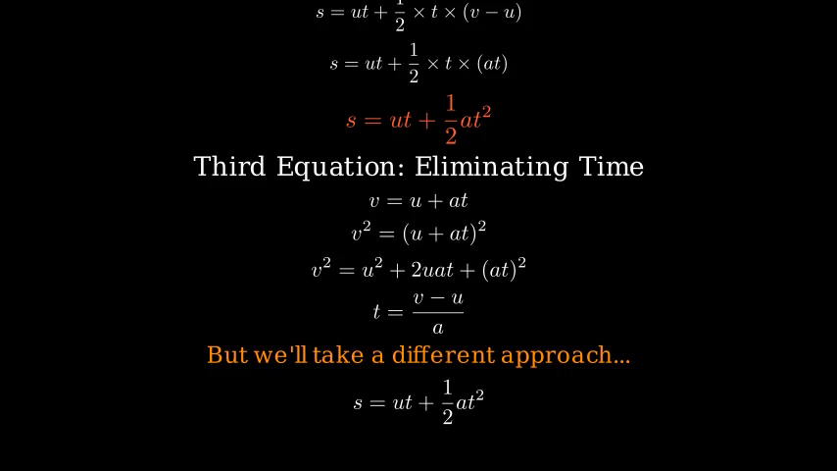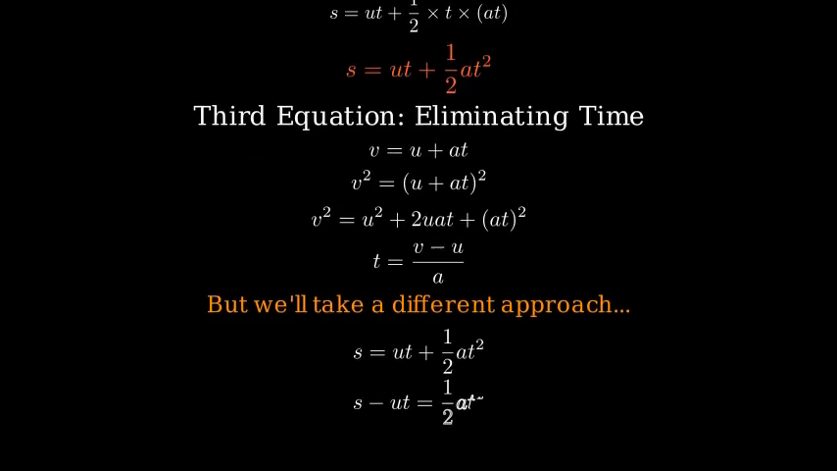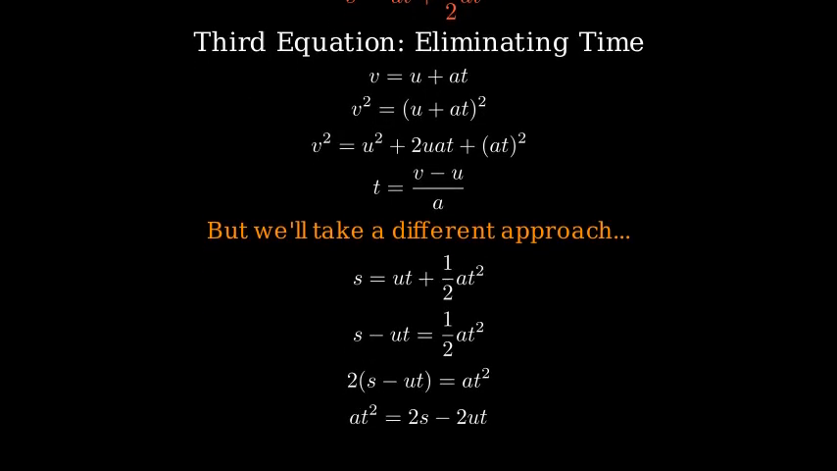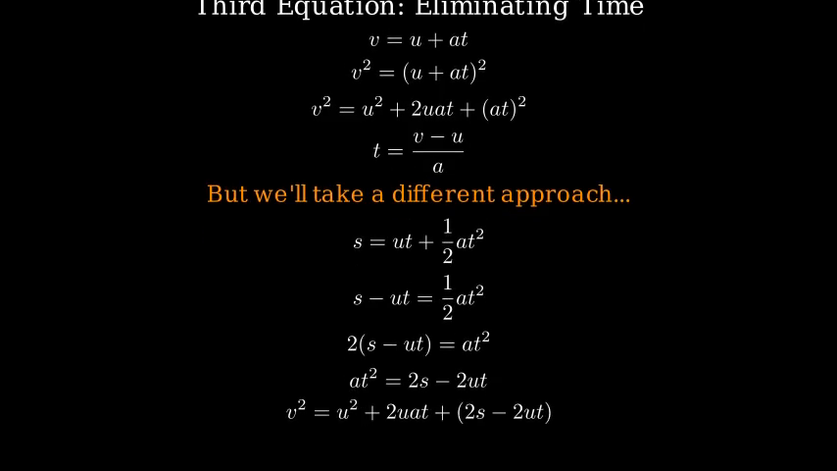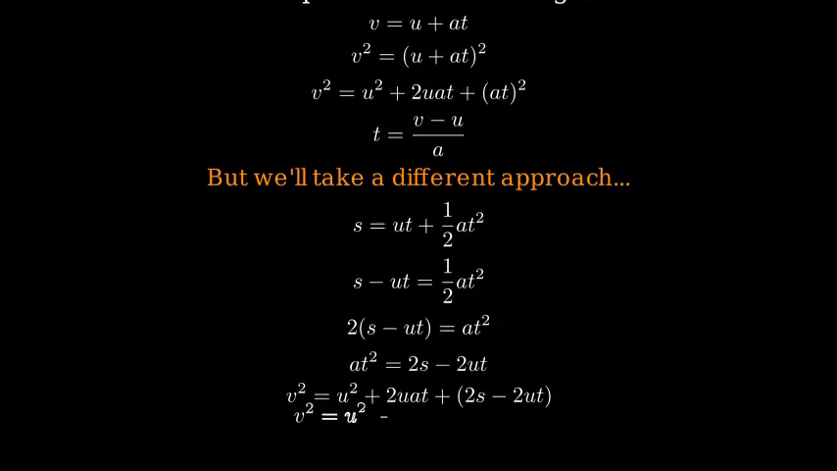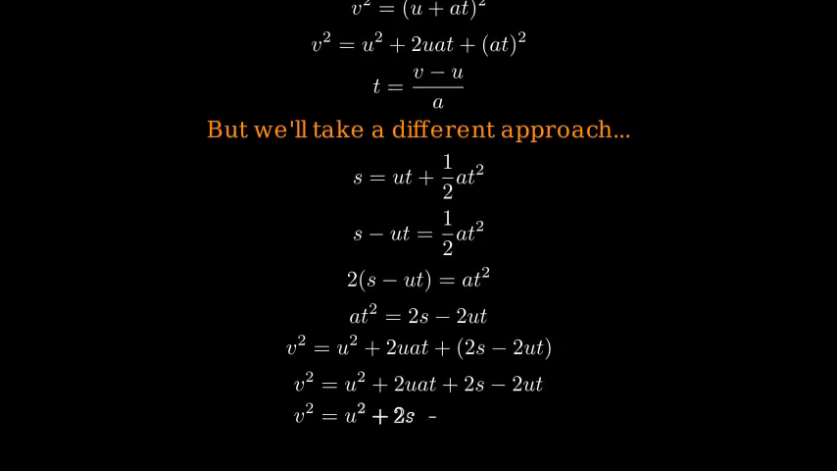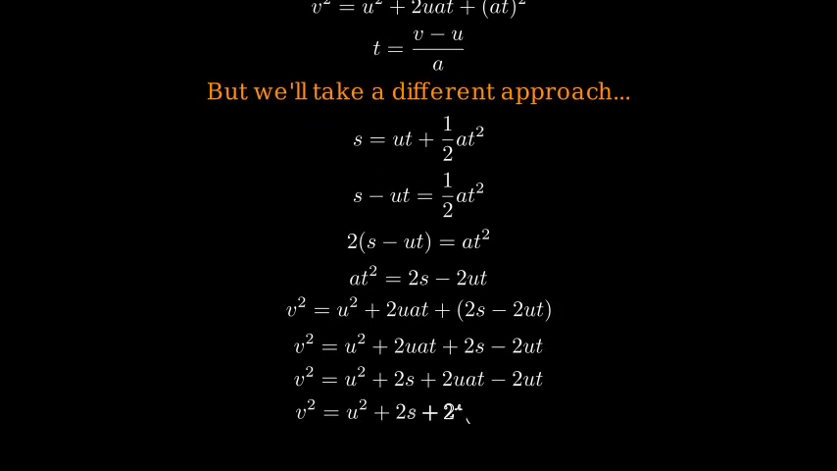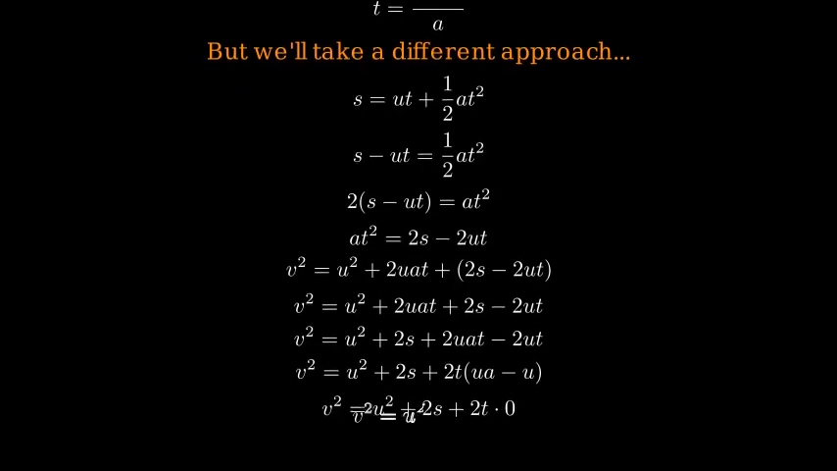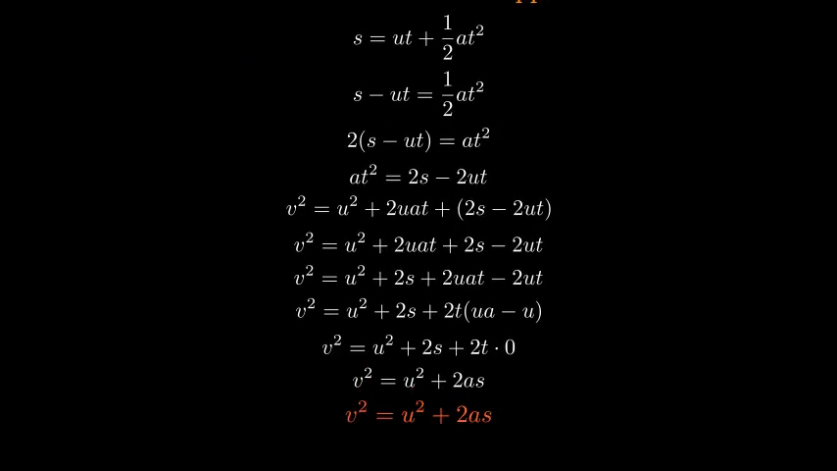Instead, we'll rearrange our second equation, s equals ut plus 1/2 at squared, to solve for at squared. This gives us at squared equals 2 times s minus 2 times ut. Now, substituting this into our squared velocity equation, we get v squared equals u squared plus 2 times u times at plus a times (2 times s minus 2 times ut). Simplifying, we get v squared equals u squared plus 2 times a times s. And this is our third equation of motion, v squared equals u squared plus 2as.